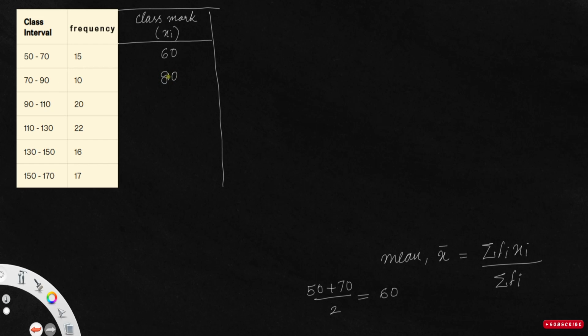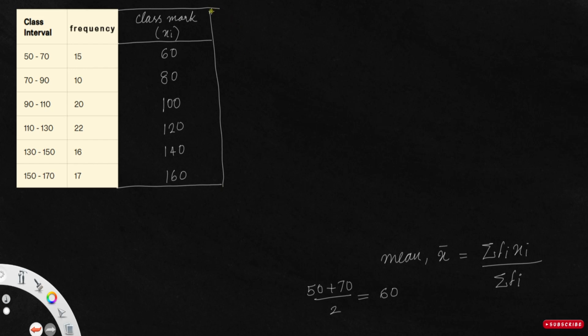Now, as we discussed before, we can add 20, the difference between 80 and 60, to get the next class mark. Here the difference is 20. So I can add 20 to each class mark to get the next one. Here it will be 80 plus 20 is 100. 100 plus 20 is 120. 120 plus 20 is 140. Now 140 plus 20 is 160.